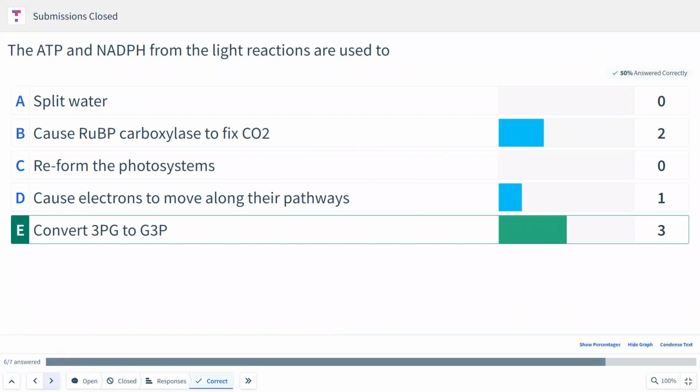Yeah, so it's the last one here. We're going to convert 3PG to G3P. So 3-phosphoglycerate, to glyceraldehyde 3-phosphate. Okay.